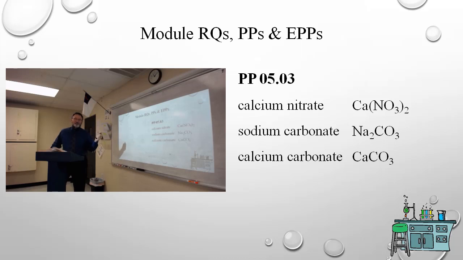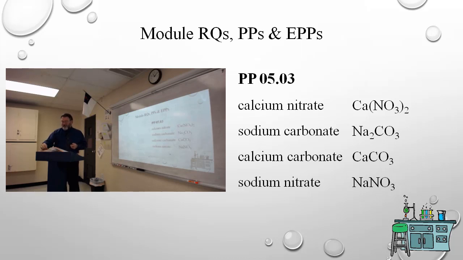Calcium is Ca. Carbonate already has a 2 negative charge, right? And calcium is a 2 positive charge. So it takes 1 of each to balance it out. Calcium carbonate. The last one is sodium nitrate. Sodium +1, nitrate -1.